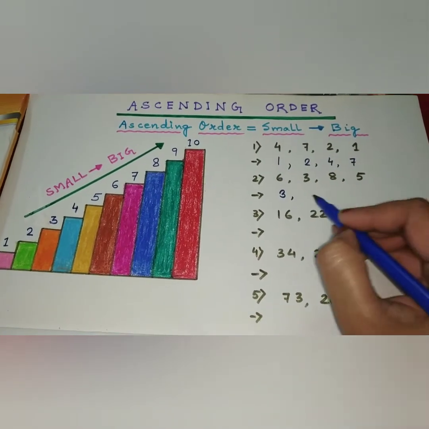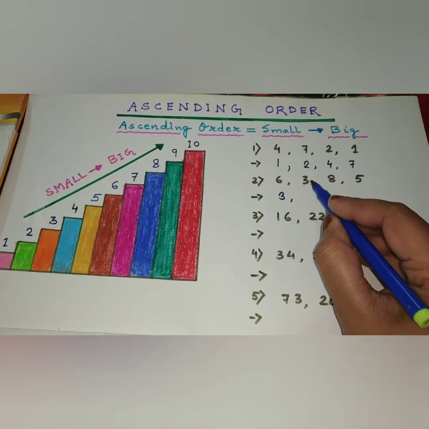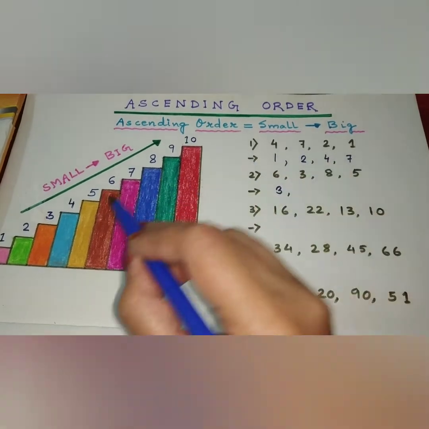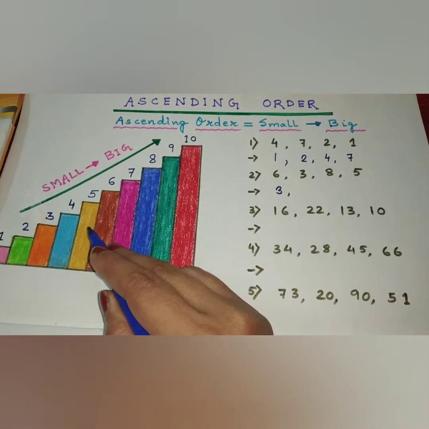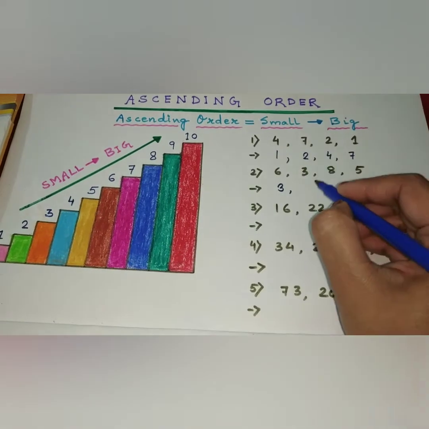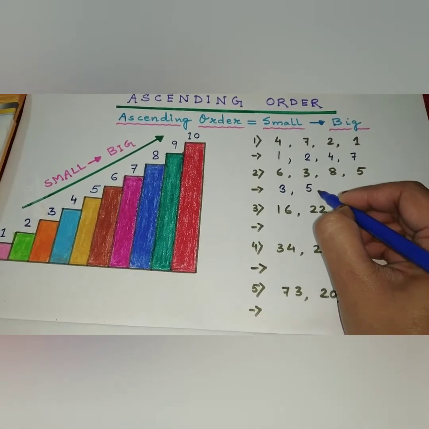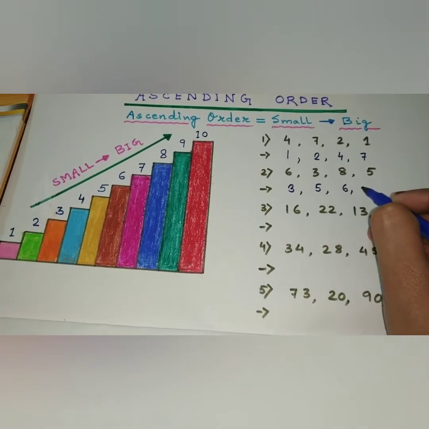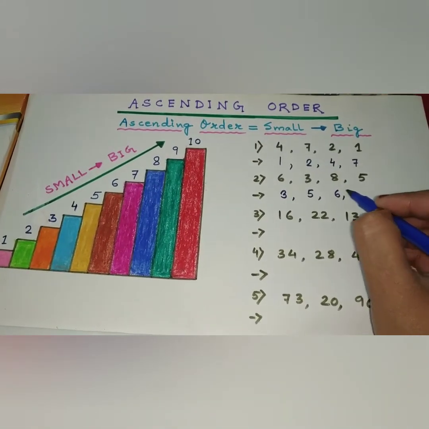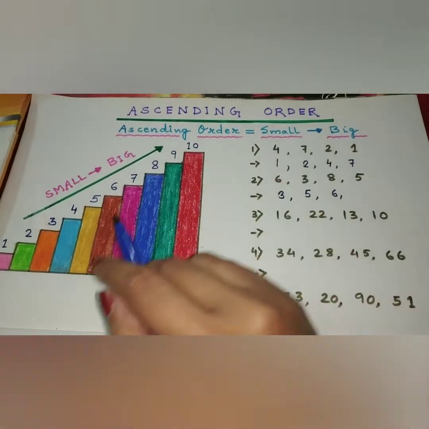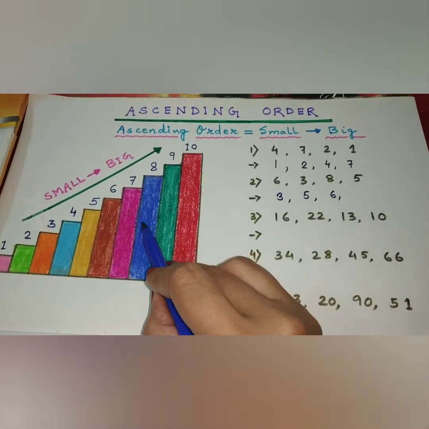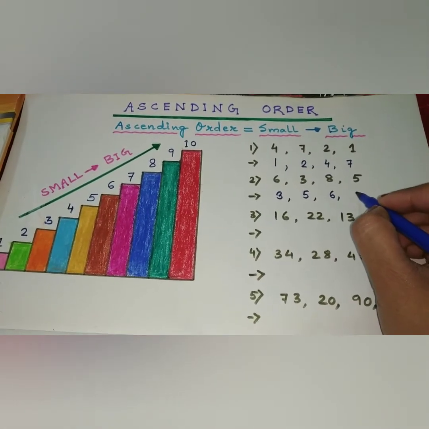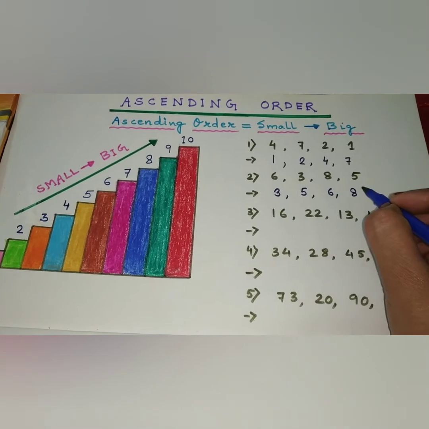Then comes which number? We have written down the 3. Now out of 6, 8 and 5, which is the smallest number? 5. First comes 5, then comes 6. So 5, comma, then 6. And the last number in example number 2 is 8. Here, as you can see in the chart, 8. So 8 is the biggest number in example number 2.